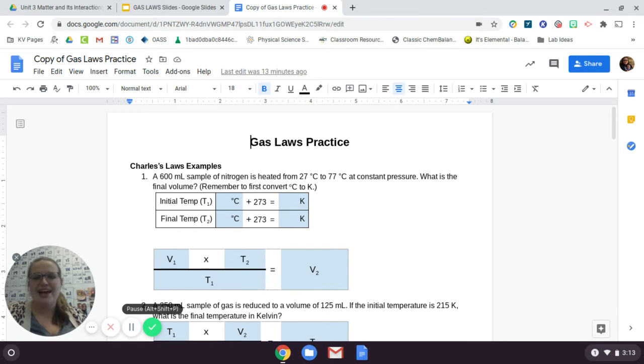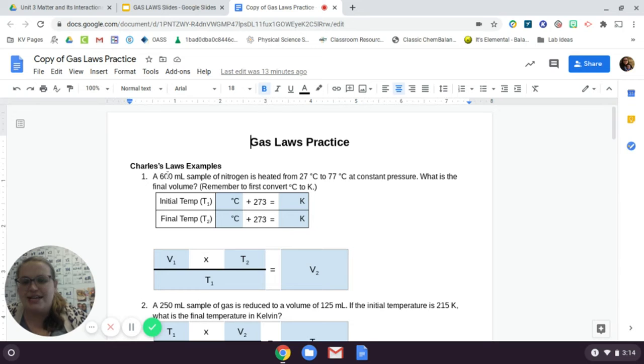Okay, guys, so I've pulled up your gas laws practice assignment. So I'm going to go through the examples with you. These are the examples that are worked out in the other set of slides as well, but I'm going to show you how we'd work them out. So what we're going to do is identify our different variables and then plug them into where they are in the formulas and do the multiplication and division to solve for them.